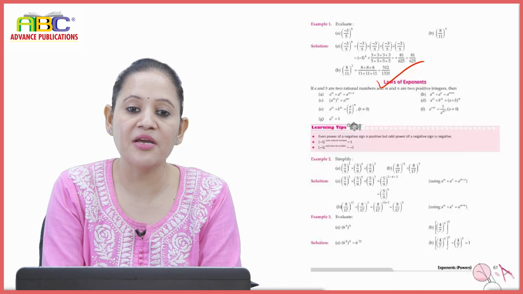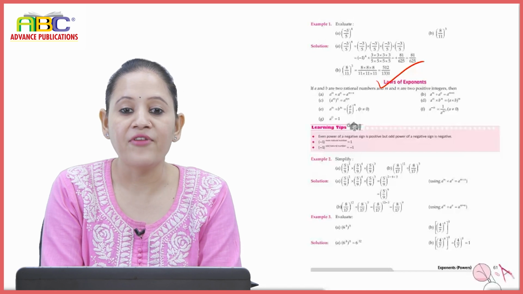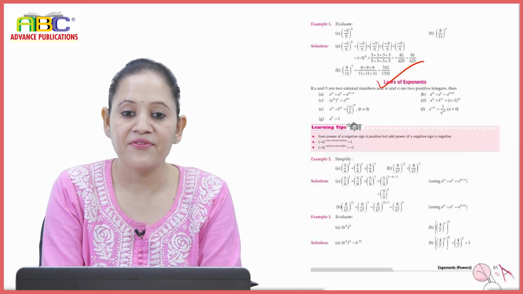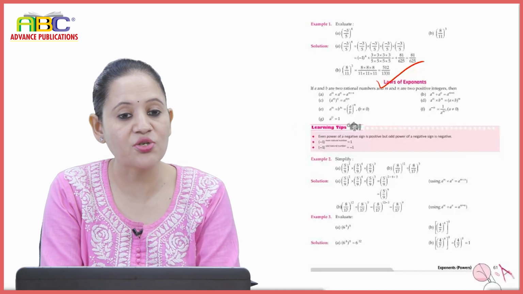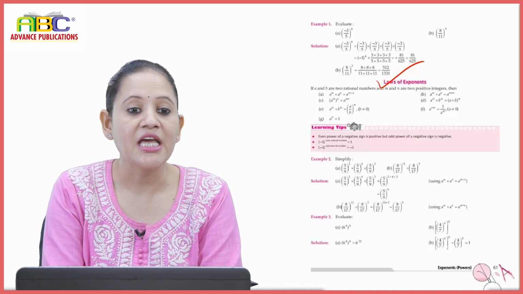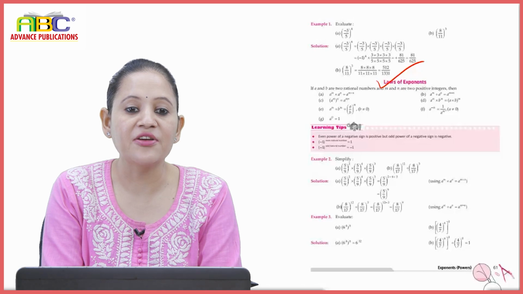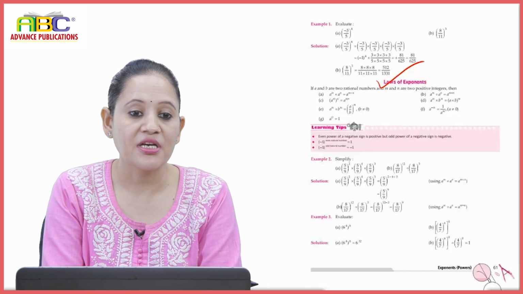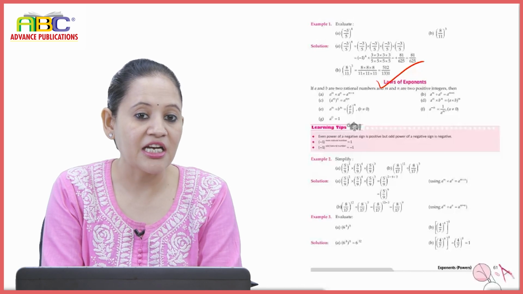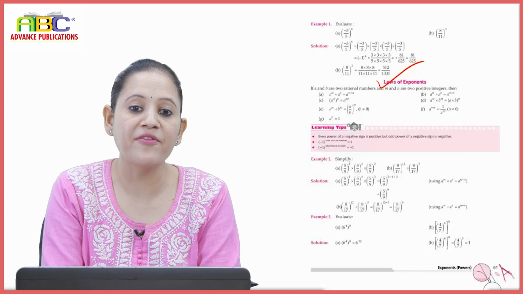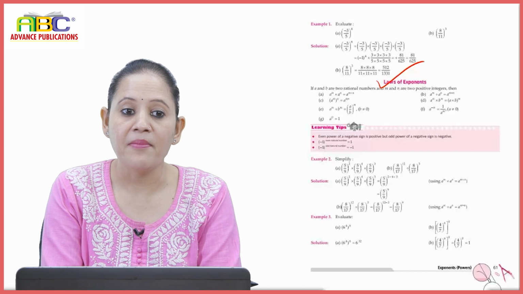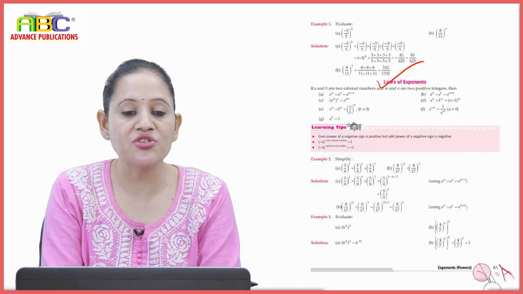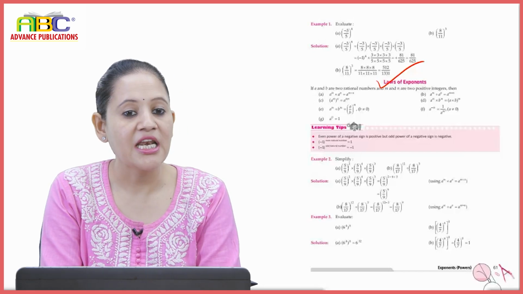A to the power minus m, we can write as 1 upon A to the power m, where A is not 0. A to the power 0 is equal to 1. If the power of anything is 0, that means its value is 1. Even power of a negative sign is positive. If the power is even and the sign is negative, the result will be positive, and odd power of a negative sign is negative. Minus 1 to an even natural number is equal to 1. Minus 1, if its power is an odd natural number, the value will be negative 1.